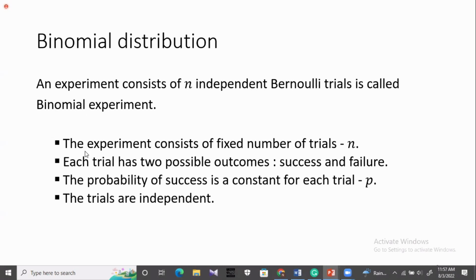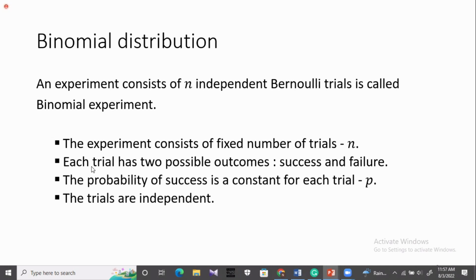Understand? Further it says the experiment consists of a fixed number of trials, simply n. So if you toss a fair coin two times, the value of n is 2. If you toss a fair coin 3 times, then what is the value of n? How many Bernoulli trials are there? 3. If you toss a fair coin 5 times, how many Bernoulli trials are there? 5.